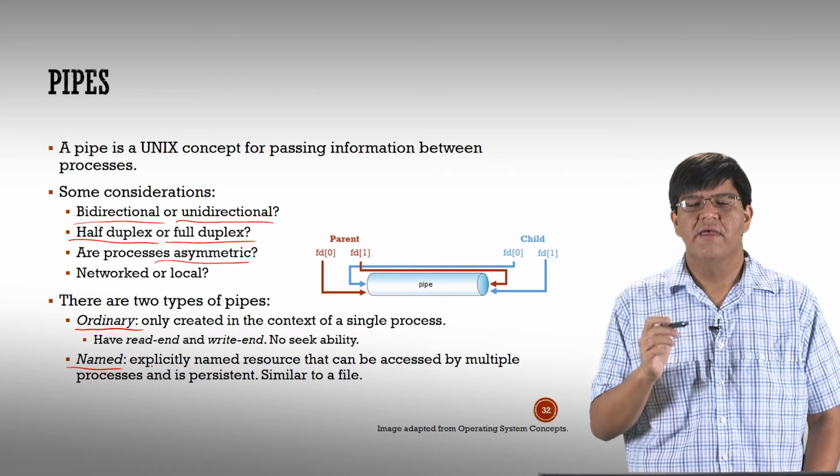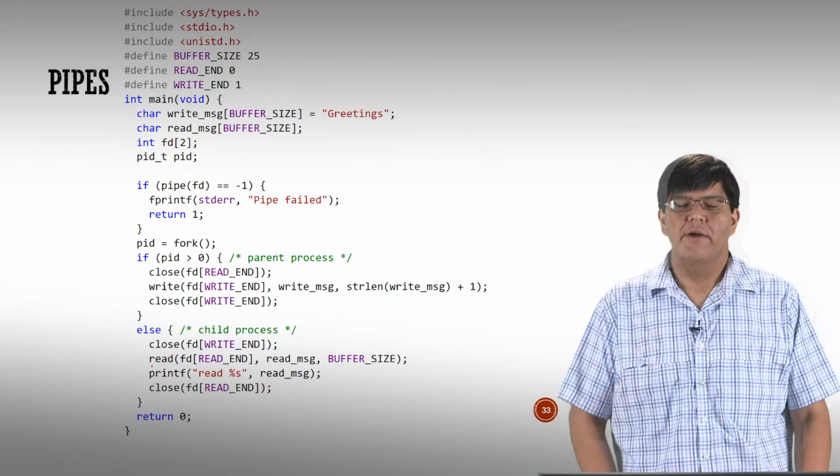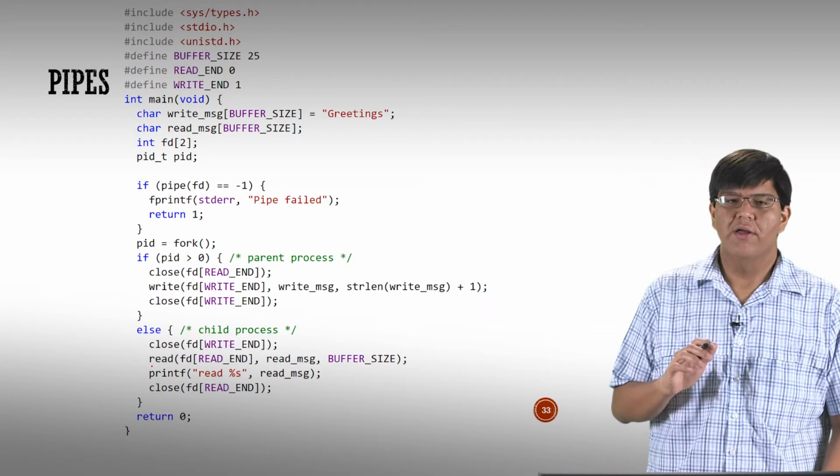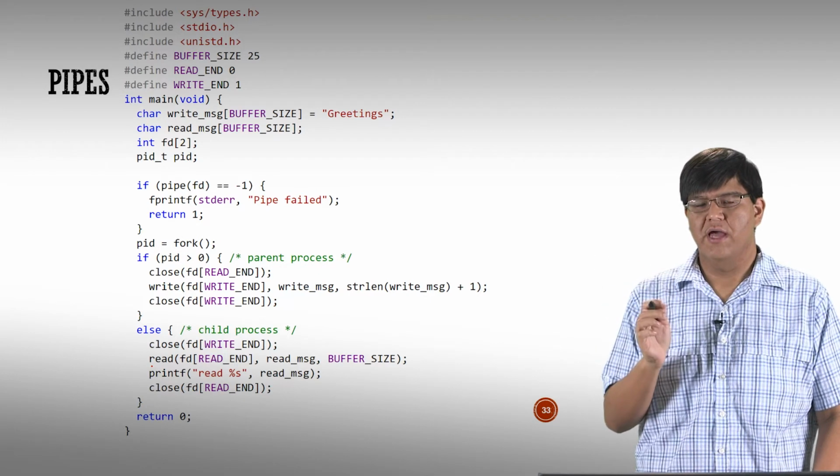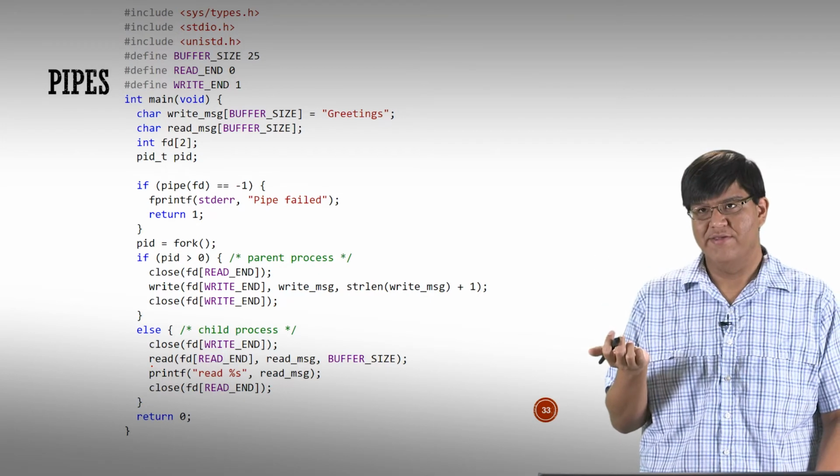Now, let's take a look at how we use an ordinary pipe in terms of the C libraries. Here's a really simple example. All that's going to happen is we're going to pass a little string message from a parent process to a child process.